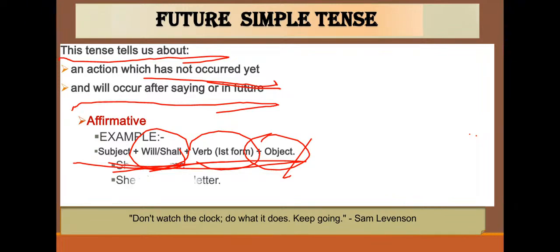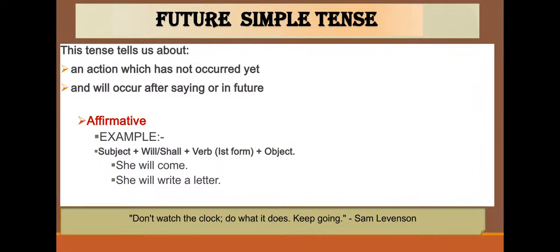Let's take some examples so that you can understand it. The example goes like this: she will come. We have the subject, we have the helping verb, and we have the main verb. The object is not important at all. She will come, we got the meaning, that is okay. The object is not important, but if you want you can place it.